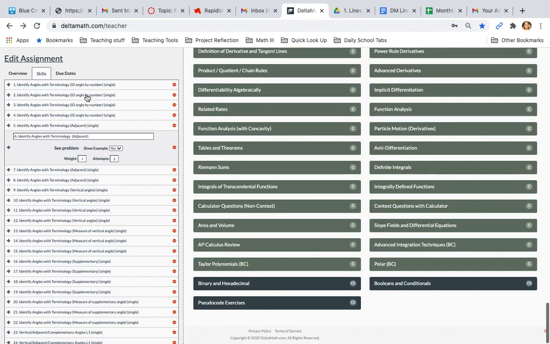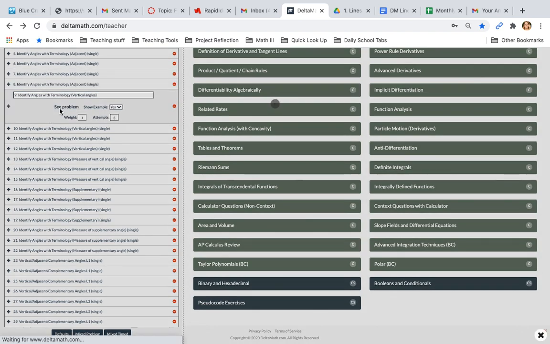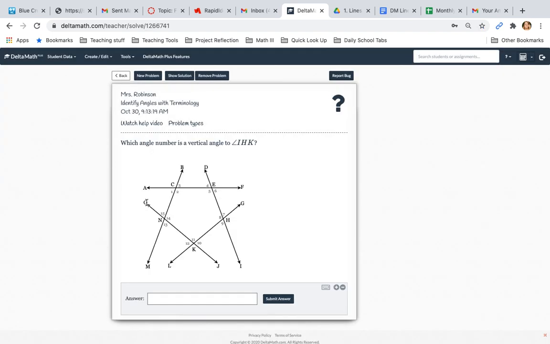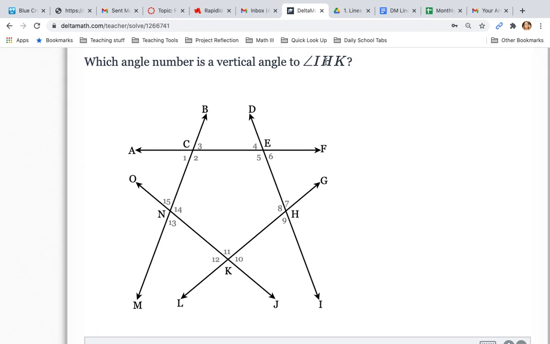Okay, so now you can go ahead and try 7 and 8. Next, I'm going to switch gears and do 2 vertical, and then you can try 2 vertical. Remember, we just talked about vertical angles are across from one another. They share the same vertex. They also happen to be congruent. So it says, which angle number is a vertical angle to IHK?